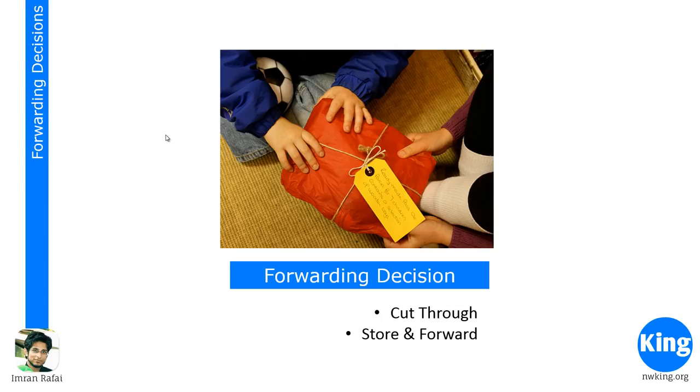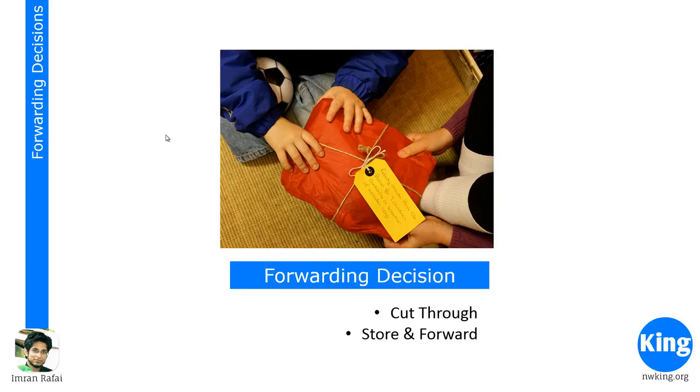Now let's look at store and forward. What store and forward does is, the switch waits until it receives the entire frame. So it waits, it gets the entire frame, it runs through error detection, it checks if there are any errors that were induced during transmission. If there are none, it will start forwarding out the destination port.